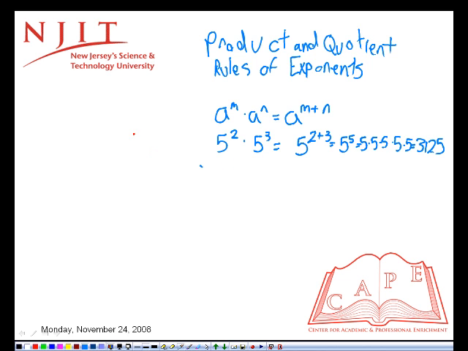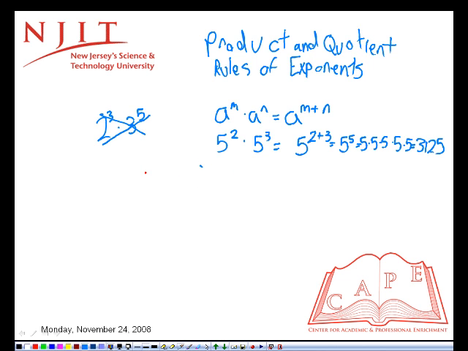If two numbers are being multiplied together with exponents that do not have the same base, as in this case, 2 to the power of 3 times 3 to the power of 5, the product rule for exponents cannot be applied, and this expression must be evaluated without that rule.